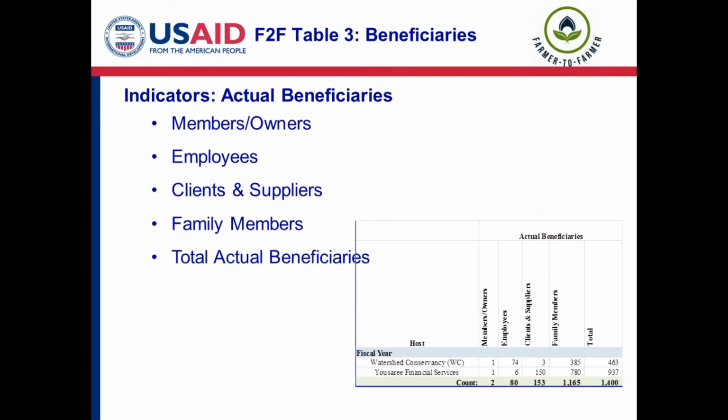Whereas in Table 3, we're looking at actual beneficiaries. Who did we actually reach? Who actually benefited as a result of the work that we did? So we expect that to be a much smaller number. It may not be. If there's been a big change in the host organization and suddenly they have 3 million clients as a result of farmer-to-farmer assistance, that number may go up. But really, we expect that to go down significantly because we're looking at actual impact, actual reach, as opposed to the complete universe of who we may potentially work with, as we present in Table 2.